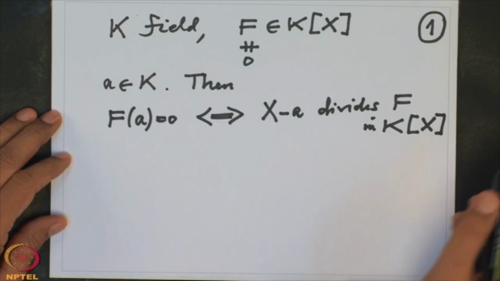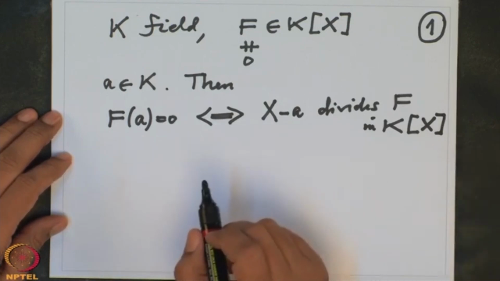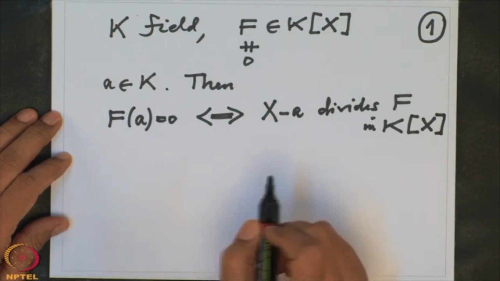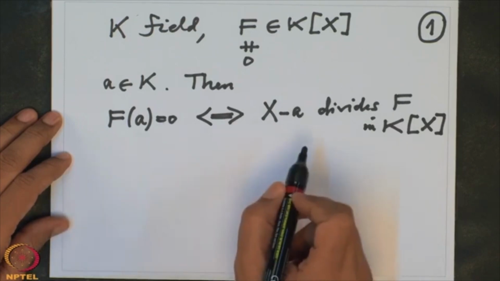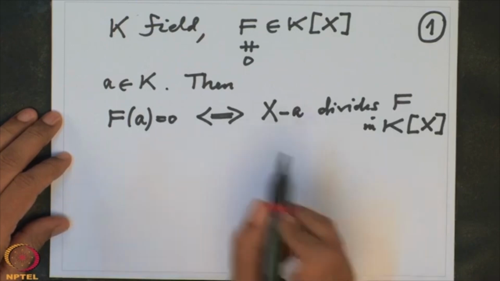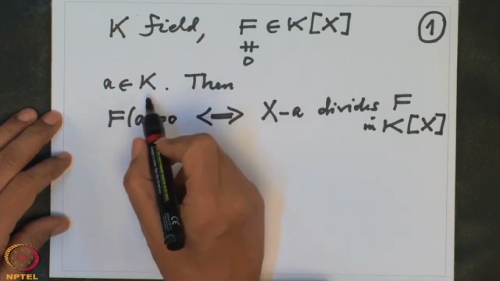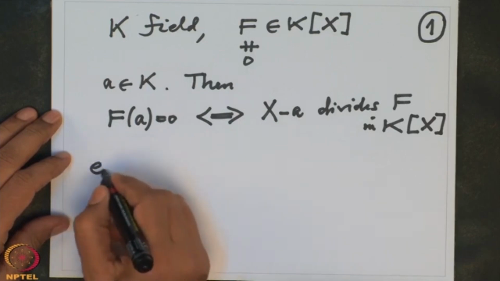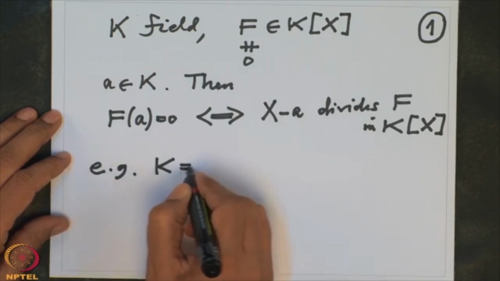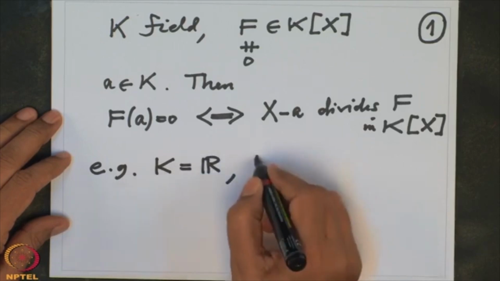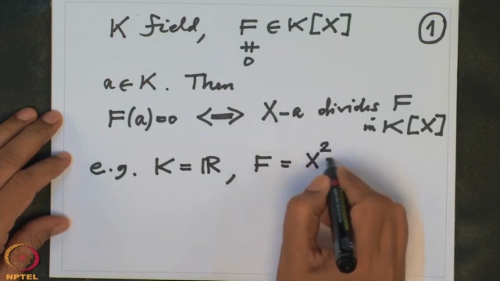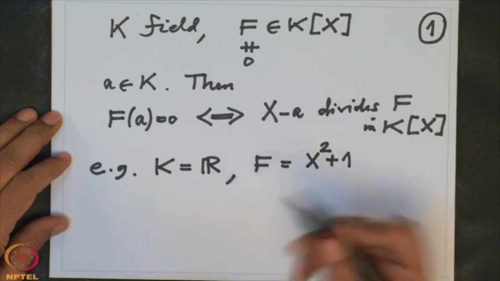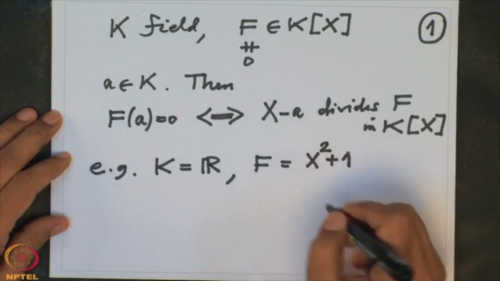So, remember our main aim in this course is to find roots or zeros of the polynomial, and this information is useful only when the roots or solutions or zeros are in the field K. But it may happen that your polynomial may not have any zero in K. For example, if I take K equal to R and f equal to x square plus 1, then this polynomial f does not have any zero or solution or a root in the field R.